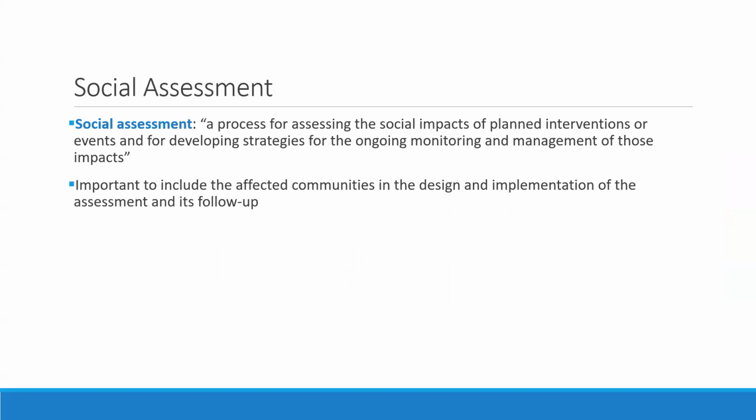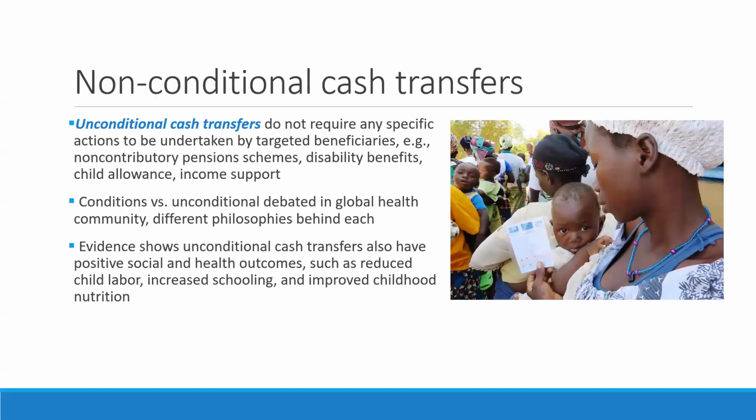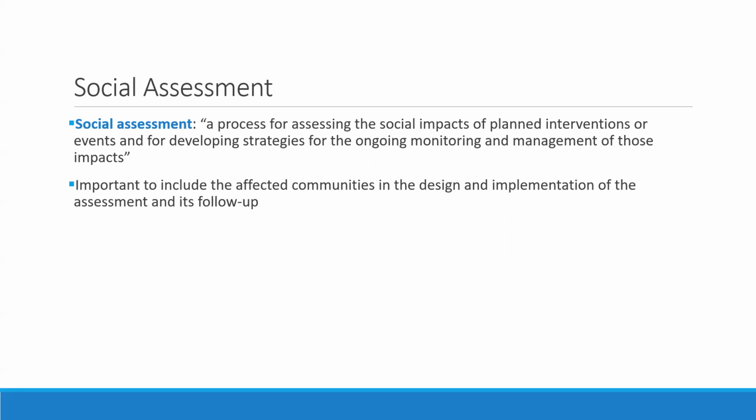Social assessment is the process of assessing the social impacts of a planned intervention and developing strategies for the ongoing monitoring and management of those impacts. It's basically about thinking about the impacts of a program beyond just health. We're thinking about conditional and unconditional cash transfers as improving not just health, but also these other social outcomes: child labor, school, nutrition, etc.